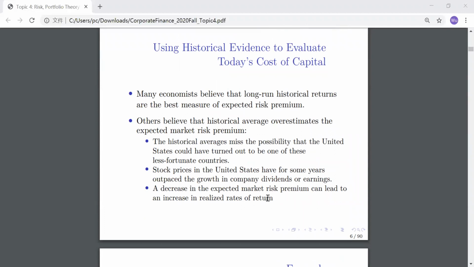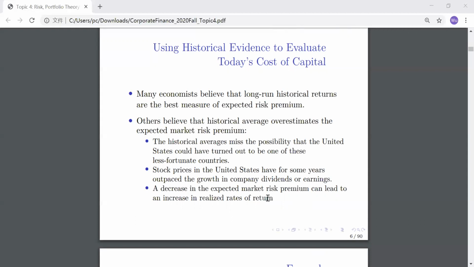Now, all we have been saying is that we use historical evidence to evaluate cost of capital, right? We use historical return, and many researchers and economists believe that long-run historical returns are the best measure of expected risk premium, right? Because one of the obvious reasons is that it can alleviate short-term fluctuation, for example very short-run phenomena. But there are other people who believe that the historical average actually overestimates the expected market risk premium.